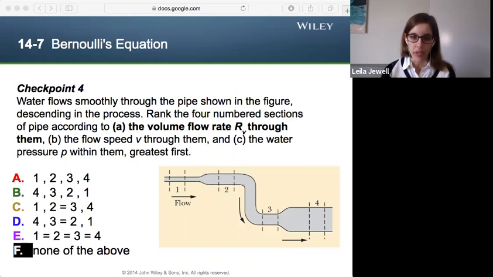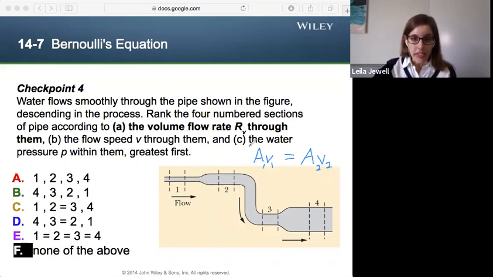So notice it first asks for the volume flow rate, RV, through the pipes. The volume flow rate we saw in the last section, the continuity equation, the volume flow rate must be constant, assuming it's smooth flowing ideal fluid, which there's nothing that indicates this is not. So that tells us the volume flow rate must be the same for all 4 segments of the pipe, right? And we know the volume flow rate you can calculate with the cross-sectional area times the velocity. So those 2 things at one instant must be equal to the cross-sectional area times the velocity at some other instant.